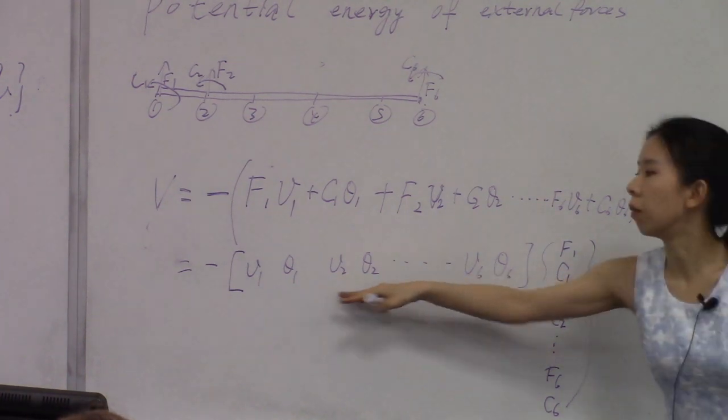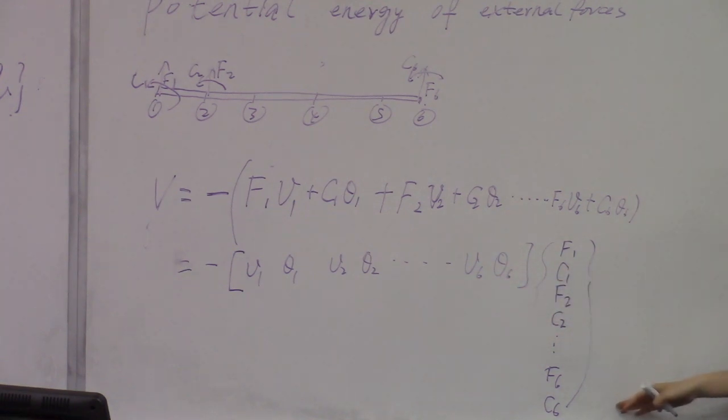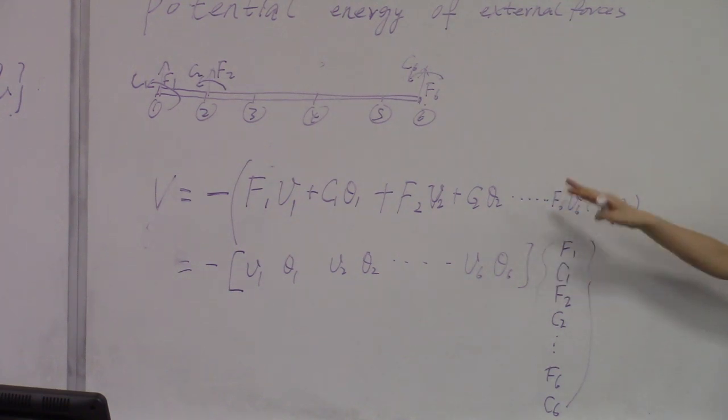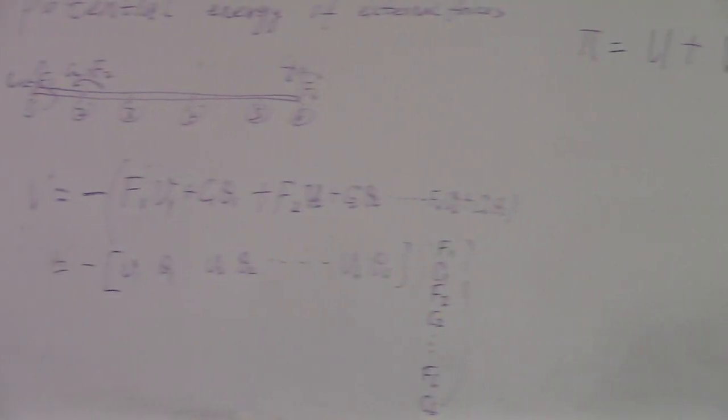This is a row vector, this is a column vector, this is all the degrees of freedom, and this is all the external forces, right? I multiply this by this one, I get this one. So these two are the same thing, just written in different forms. So by writing it in this way, what we can do is that the total potential energy should be the strain energy plus the potential energy of external forces.